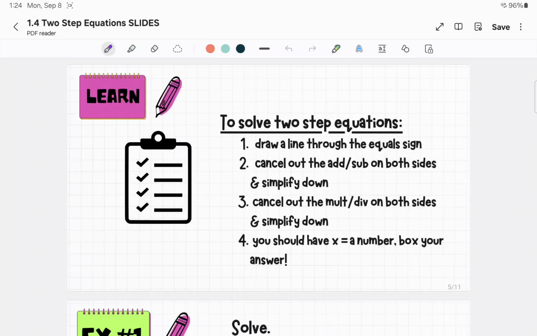And these are our steps to solve two-step equations. Again, you don't have to write this down, you're just listening, and then we're going to use these steps when we solve them. First, we're going to draw a line to the equal sign. We're going to cancel out the addition or subtraction on both sides and simplify down. We're going to cancel out the multiplication or division on both sides and simplify down. And then you should have x equals a number, and you're going to box your answer.